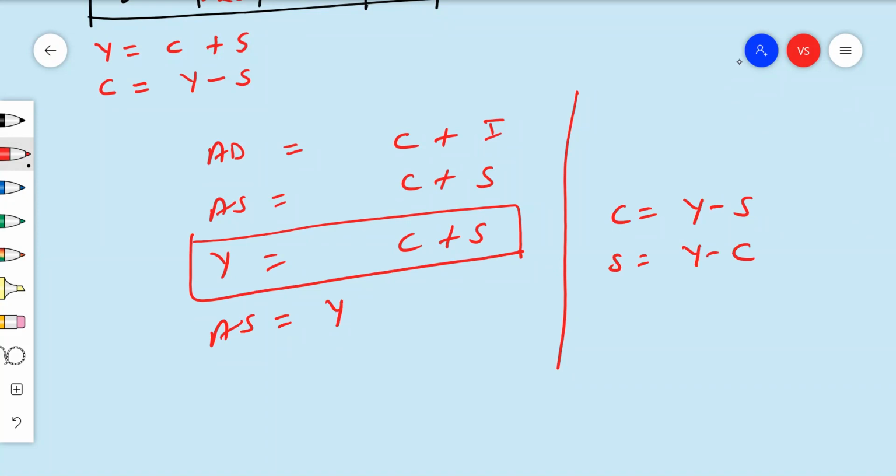So these are some of the basic formulas for the determination of income and employment, and we will continue this topic in the next class.